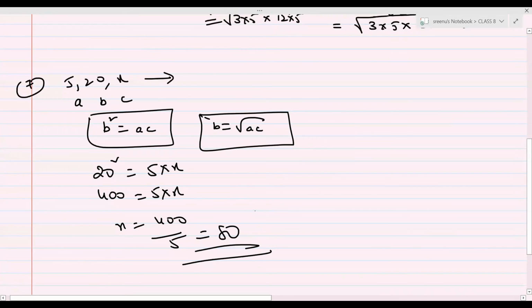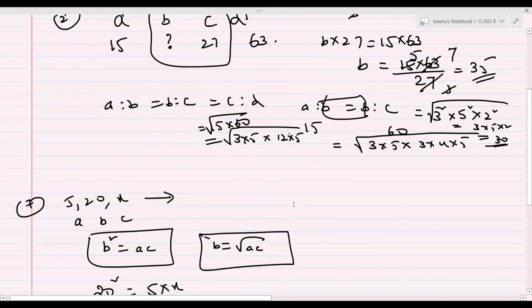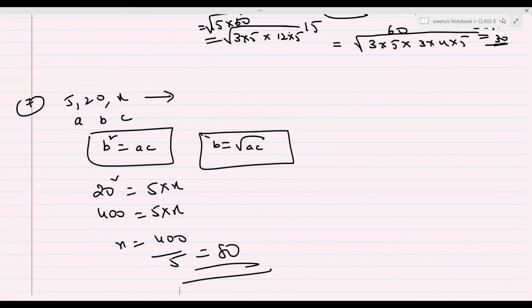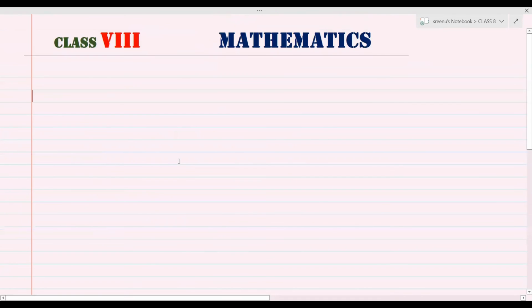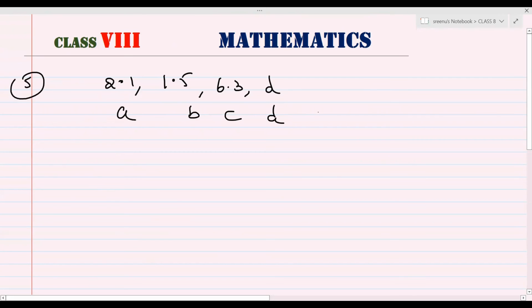Okay, now we have to do one more question. I'll show you. Page 214, fifth sum. The fourth proportion is asked. The terms are 2.1, 1.5, 6.3, and D is missing. A, B, C, D. The rule: product of means is equal to product of extremes.